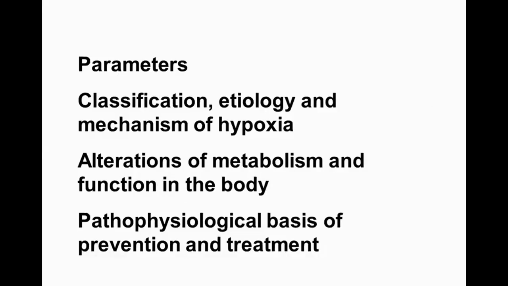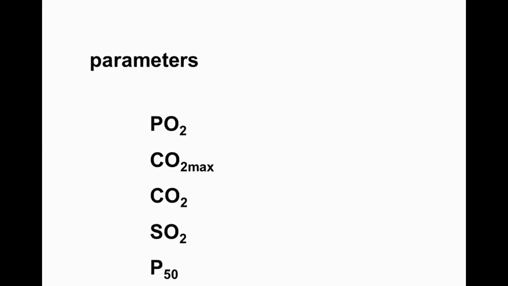Parameters, classification, etiology, mechanism of hypoxia, alteration in metabolism in the body, and pathophysiological base. What are these parameters? PO2, partial pressure of oxygen. All of us know what the partial pressure is, what the total pressure is, and the relation to hemoglobin, the oxygen-hemoglobin curve, shift to the right, shift to the left. The lower the PO2 that can load more oxygen, so it is a shift to the left. The more PO2 needed to load the same amount of hemoglobin, so it is a shift to the right.